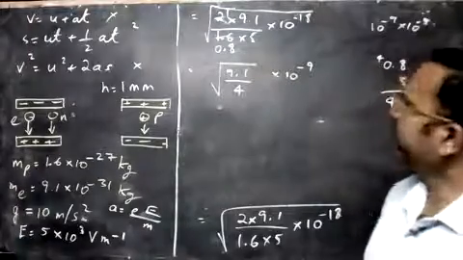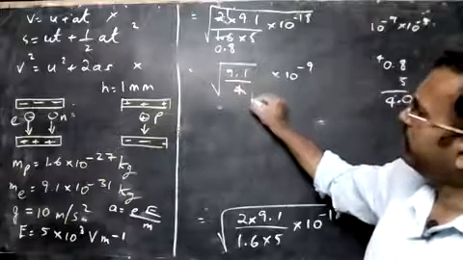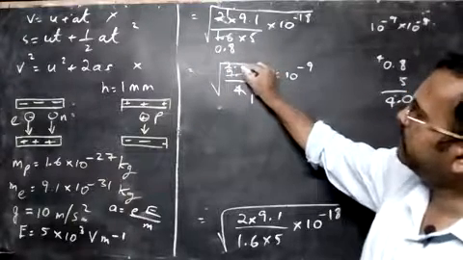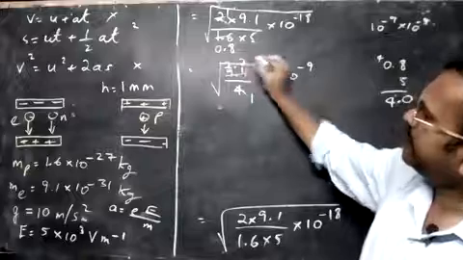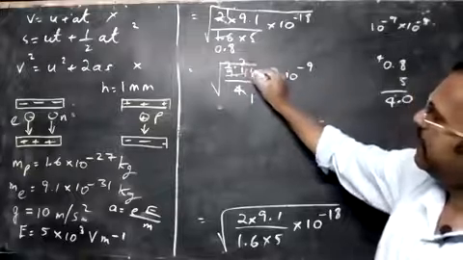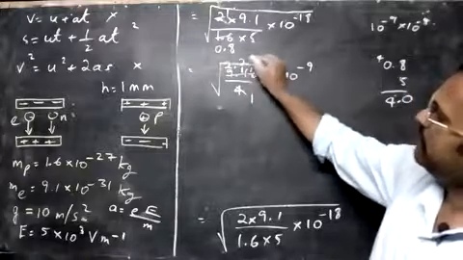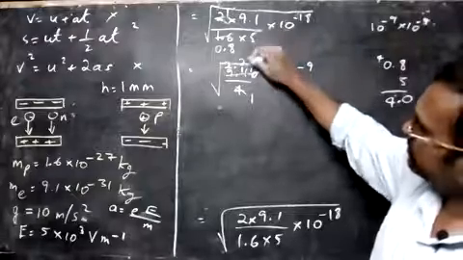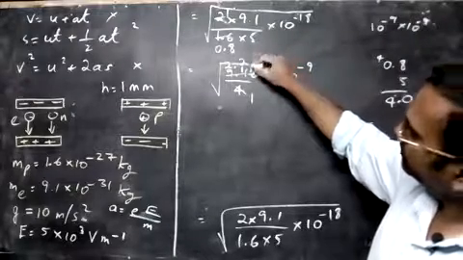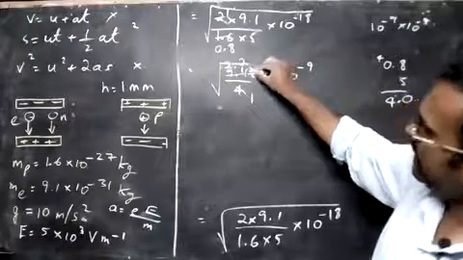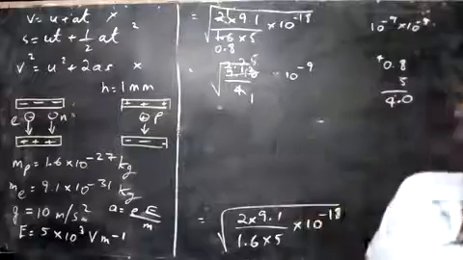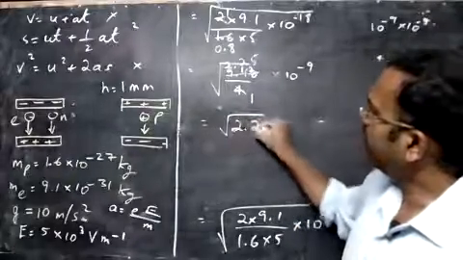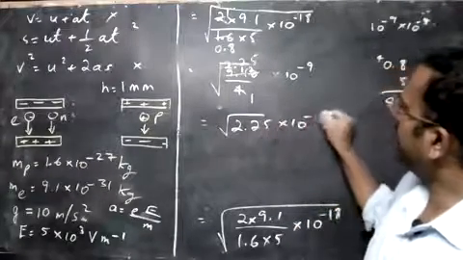Okay, now very simple. Do division here. 4 1s are 4, 4 2s are 8. Okay, remainder is 1. 4 2s are 8. Okay, remainder is 1, 10. Okay, 4 5s are 20. Sorry, this is 20. 4 5s are 20 now. It will come. Okay, now it's correct. So we get here root of 2.25 into 10 power minus 9.